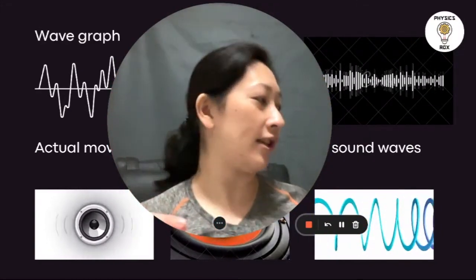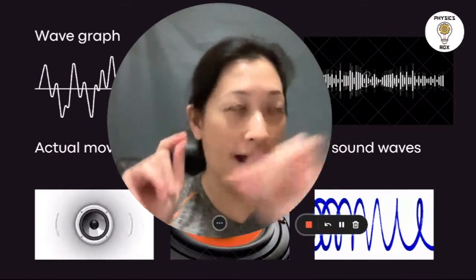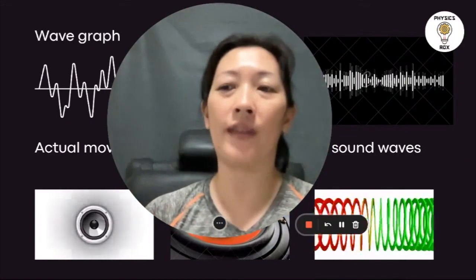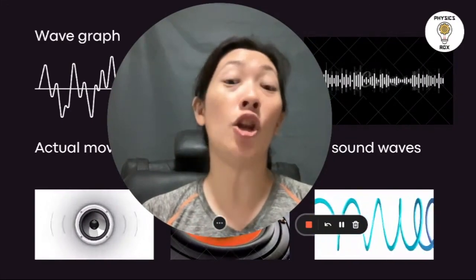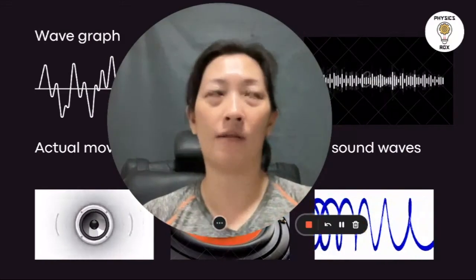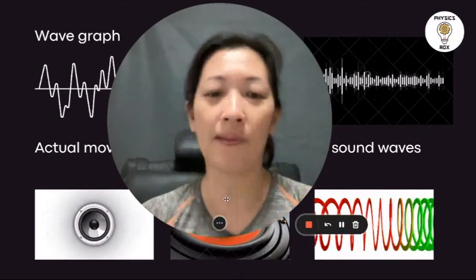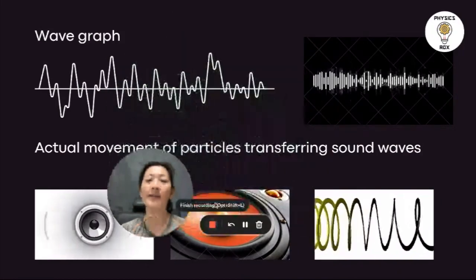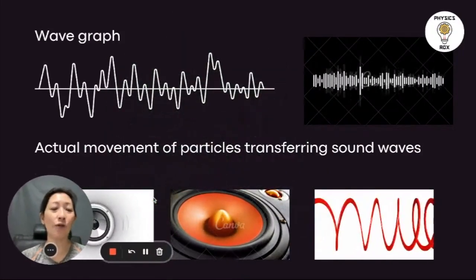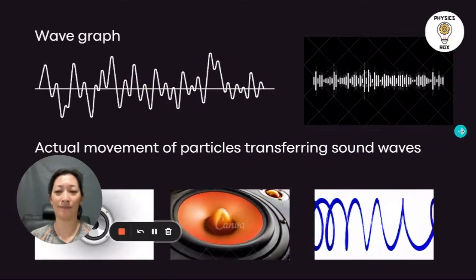So the wave graph is just to graph out the amplitude of the wave. It's not the actual movement of the wave. That's why sound is not transverse, even if the graph looks like transverse. No, that's just the graph. Based on the actual movement of the sound wave particles, they're longitudinal. So I hope that clears it up a little bit.